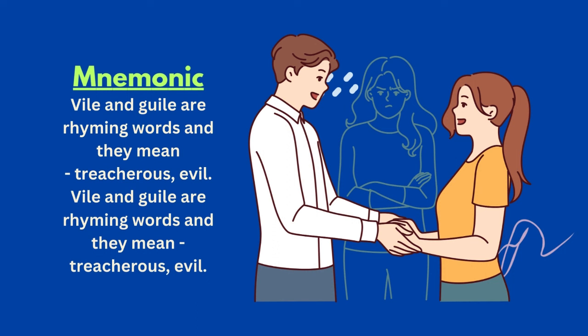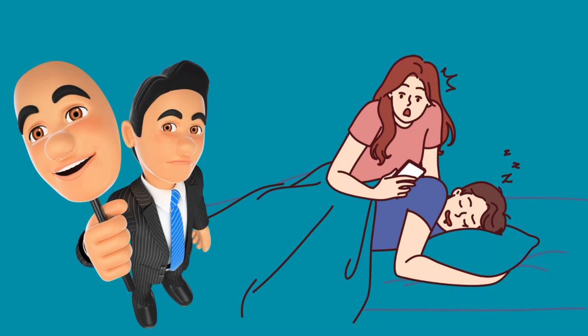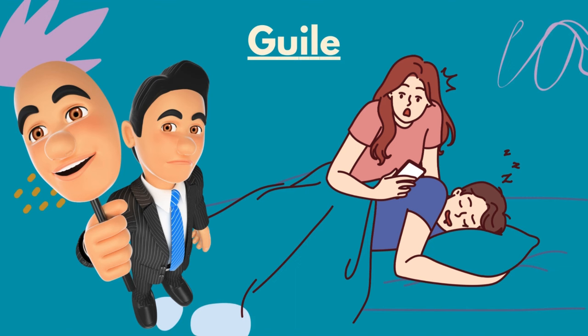Vile and guile are rhyming words and they mean treacherous, evil. Guile, deceit or trickery.